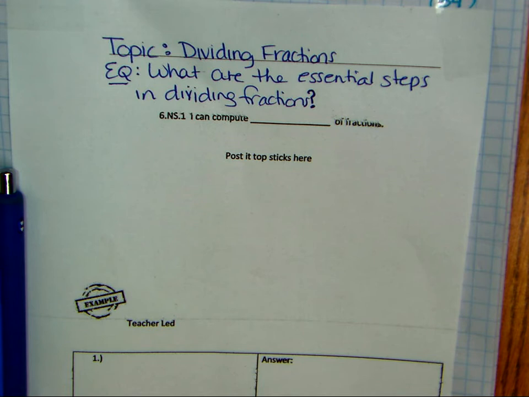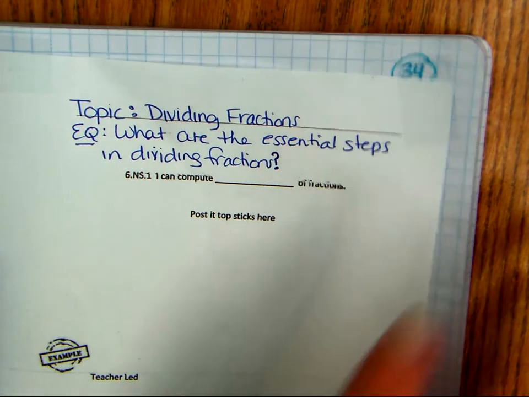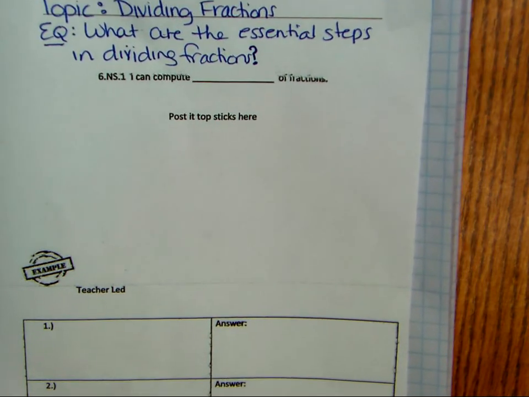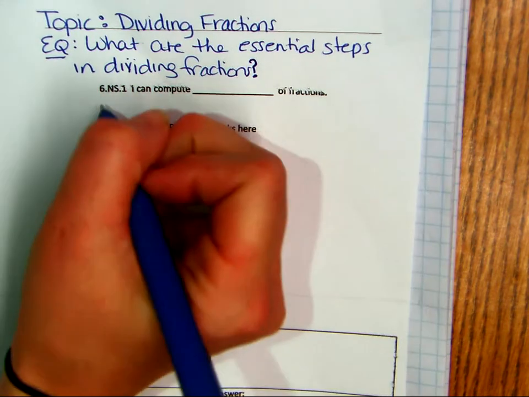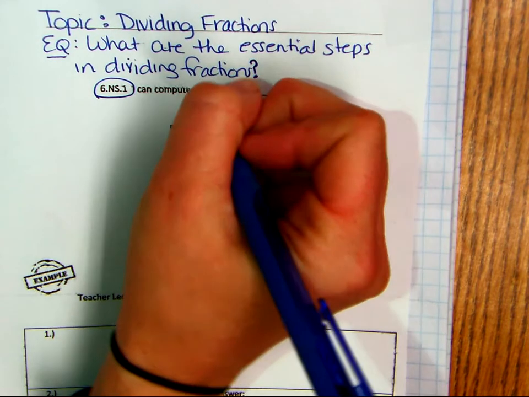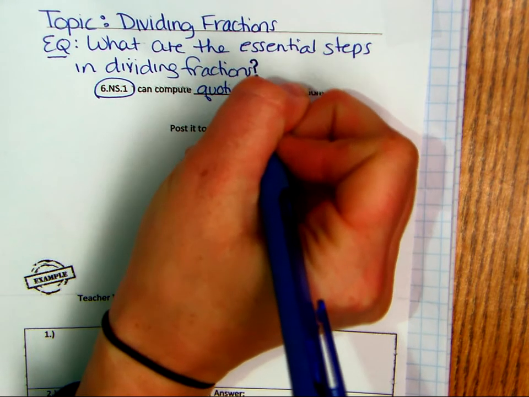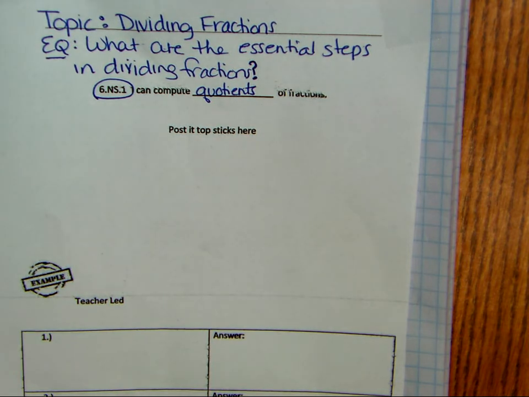It goes on to page 34 of your interactive notebook. The tape is not making that very noticeable. Page 34. The essential question for this topic is, what are the essential steps in dividing fractions? Today, after our lesson, you should be able to compute quotients of fractions. Now, for this, you are going to need a Post-it note.